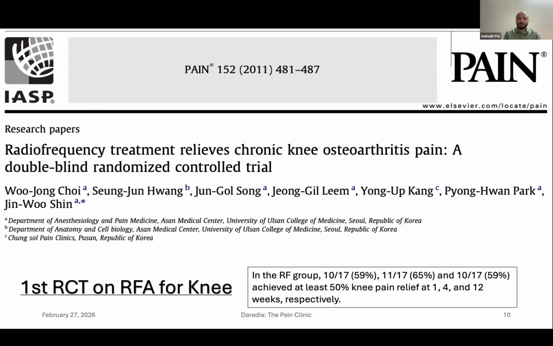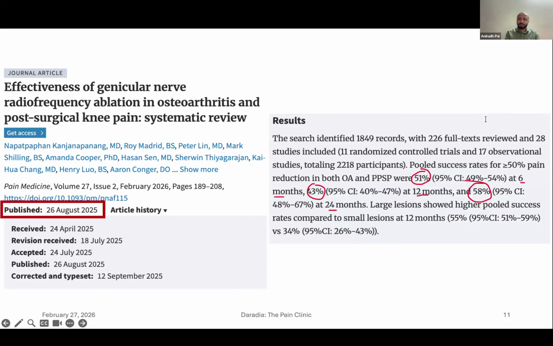This is the first paper, by the way, the first RCT on RFA for knee, where Choi et al. showed that approximately 59 to 65% of patients achieved more than 50% pain relief for up to 12 weeks. This established a proof of concept.